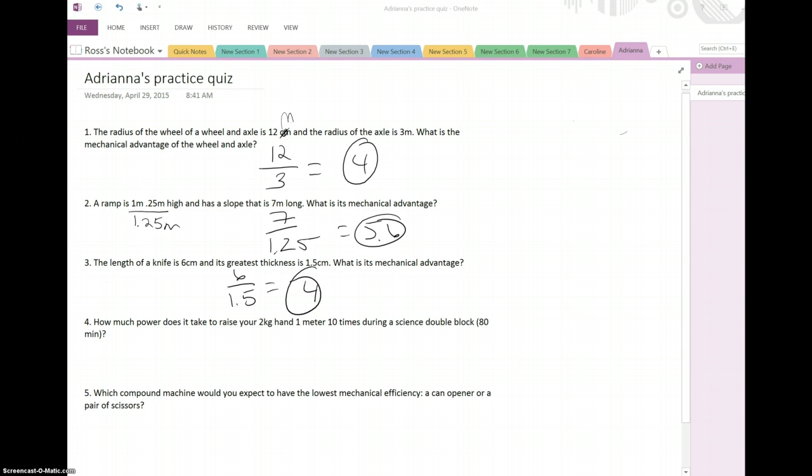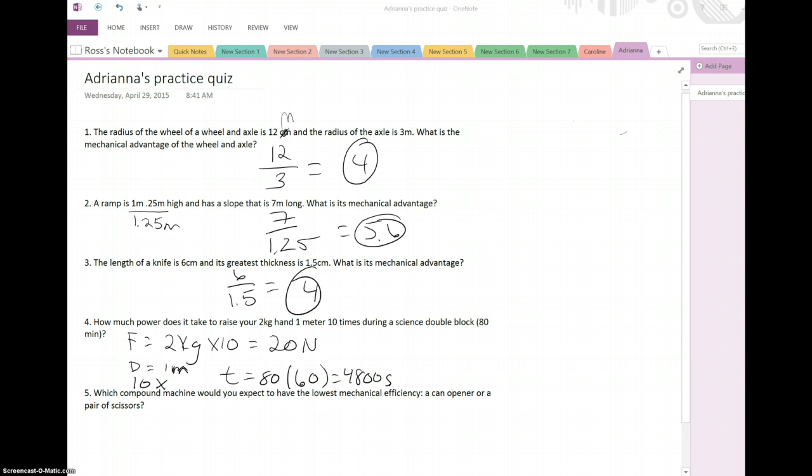How much power does it take to raise your 2 kilogram hand 1 meter 10 times during a science block? That's 80 minutes. So first thing we need to figure out force, which if we've got 2 kilograms, that's the mass, we multiply it by 10 meters per second, and we've got a force of 20 newtons. The distance will be 1 meter. We're doing this a total of 10 times, and if we're looking at time, it's 80 minutes, so if we multiply that by 60 to get into seconds, we're left with 4,800 seconds.